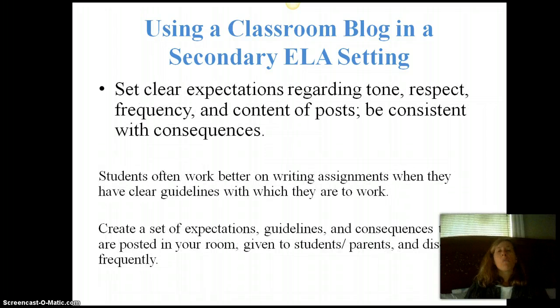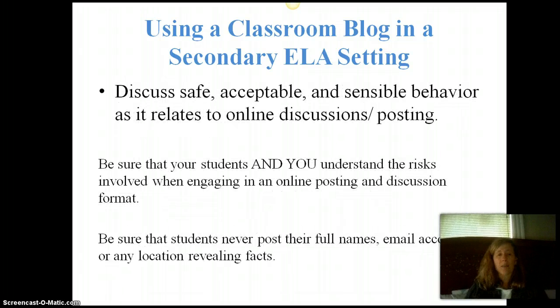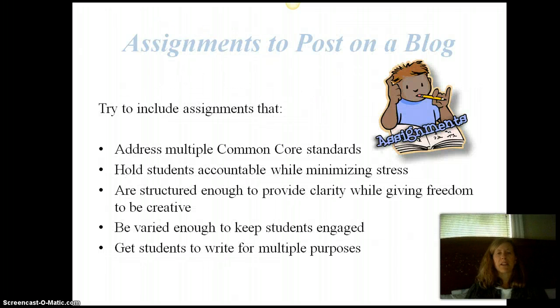As you mentioned, as in anything, we must have clear expectations. We must establish what we mean by tone and respect and frequency and content. Just saying you need to be respectful doesn't say too much. We need to have those clear expectations, and you talk about that there. And remember that when you're online, there are definitely some risks, and there are certain things we should do and things we really need to not do. So you bring that up.